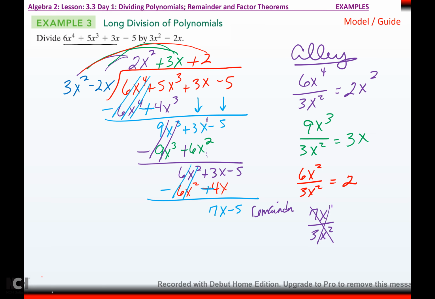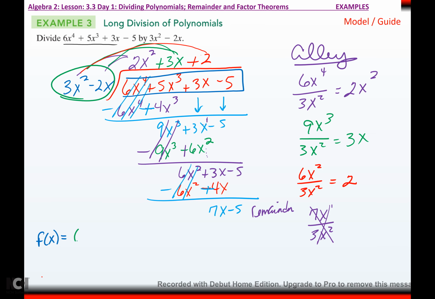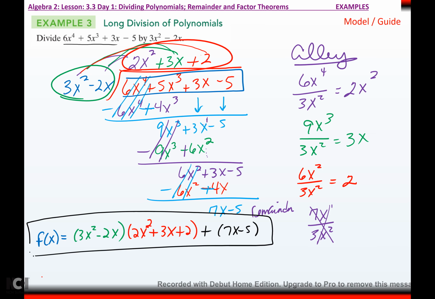Okay, so if I write my answer like they want me to, I say f of x, which is this big thing, but I'm not going to rewrite it. I'm just going to say the function is its divisor, 3x squared minus 2x, times its quotient, 2x squared plus 3x plus 2, plus my remainder, 7x minus 5. That would be my solution. Okay?